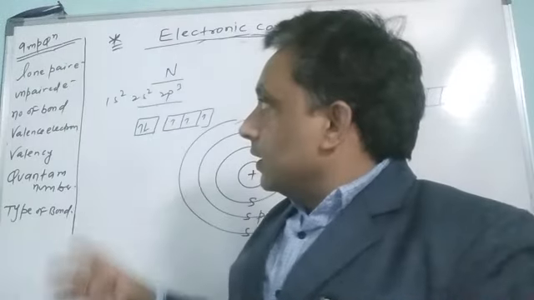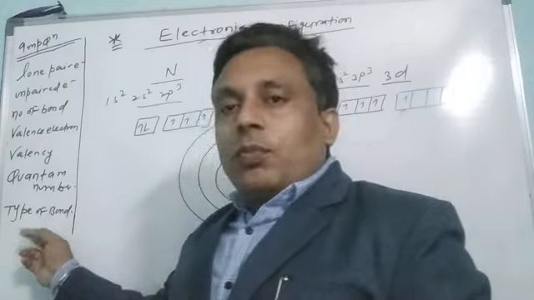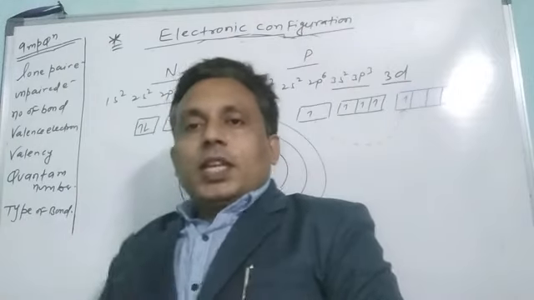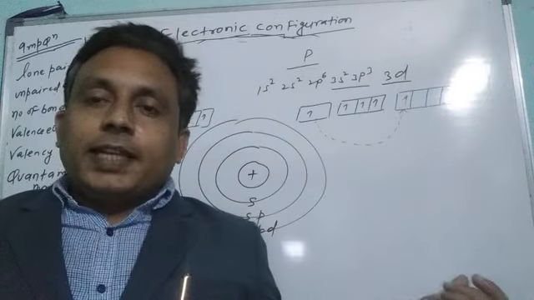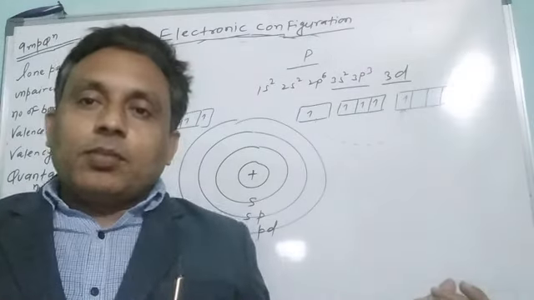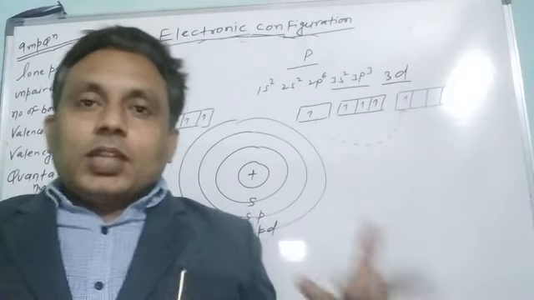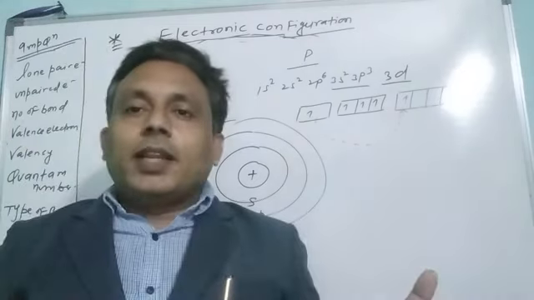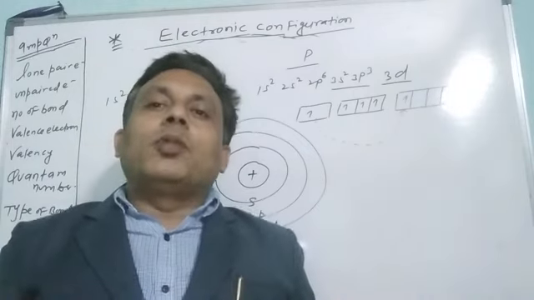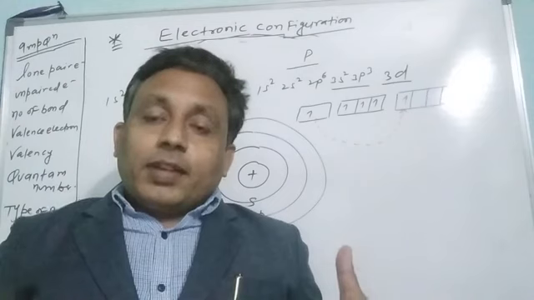Okay, second is quantum number and types of bond. If atoms are metal and non-metal, then it forms an ionic bond. If bond formation takes place between non-metals, then a covalent bond forms. Covalent bond formation takes place.